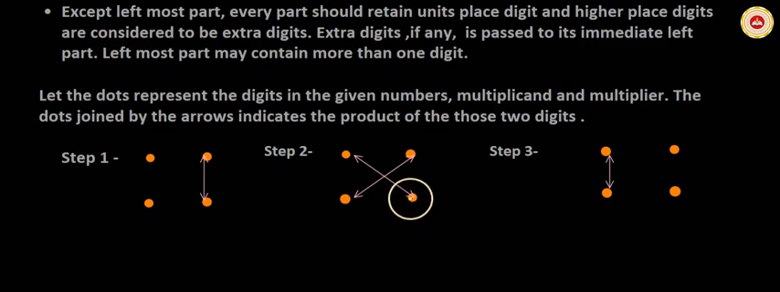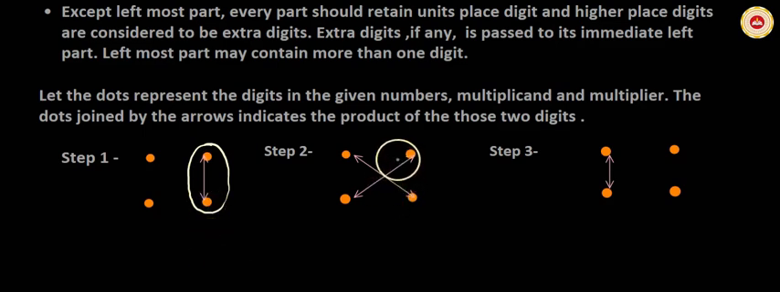So let us understand the working steps actually. Step number 1. Consider the rightmost column. Consider the rightmost column and multiply these two digits, units place digit in multiplicand and units place digit in multiplier, and write the product in the rightmost part.